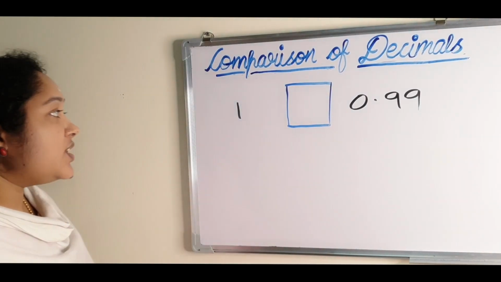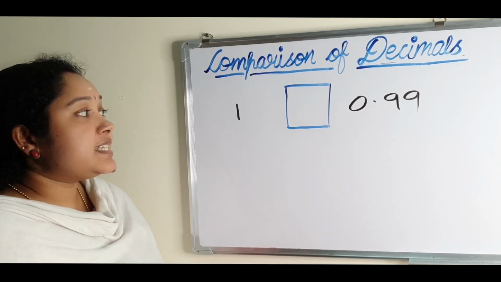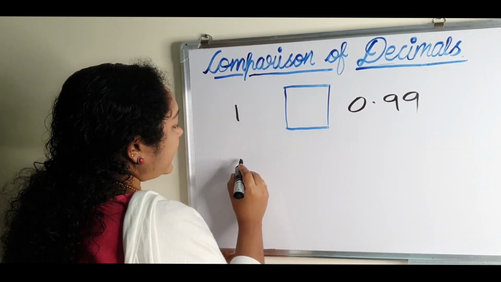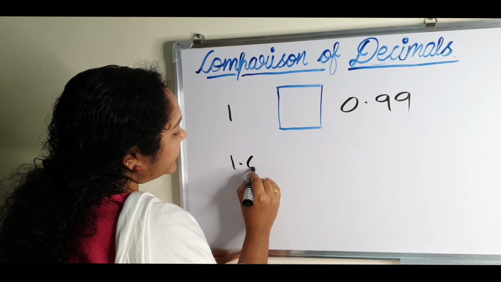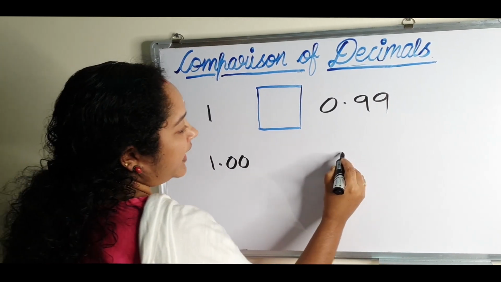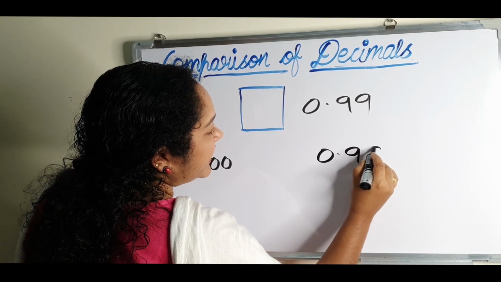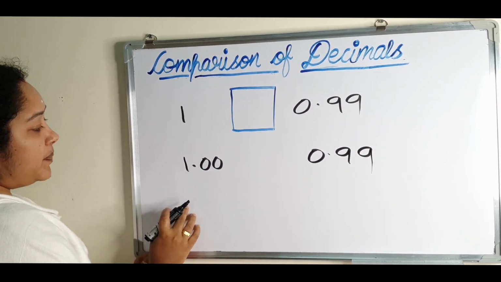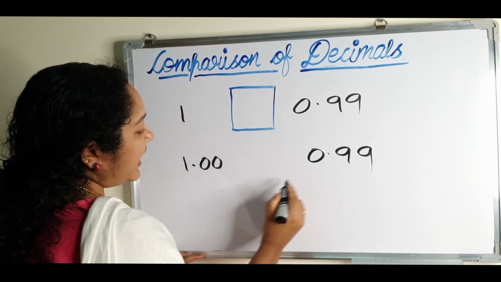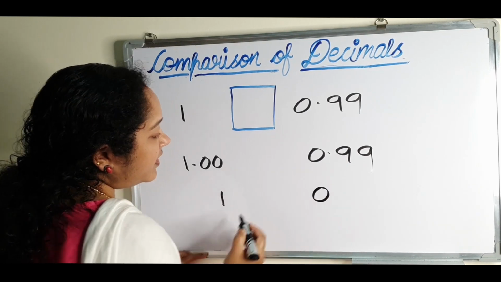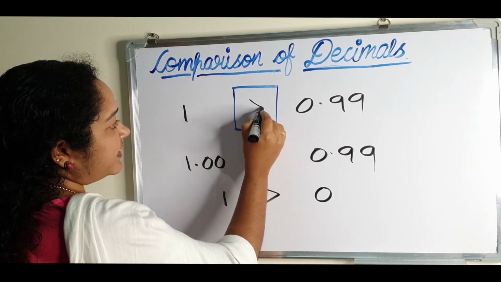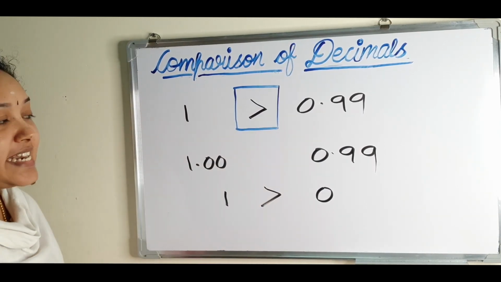Next question is 1 and 0.99. 1 can be written as 1.00 and 0.99. First we compare the whole part. The whole part is 1 and 0. 1 is greater than 0. So the answer is 1 is greater than 0.99.